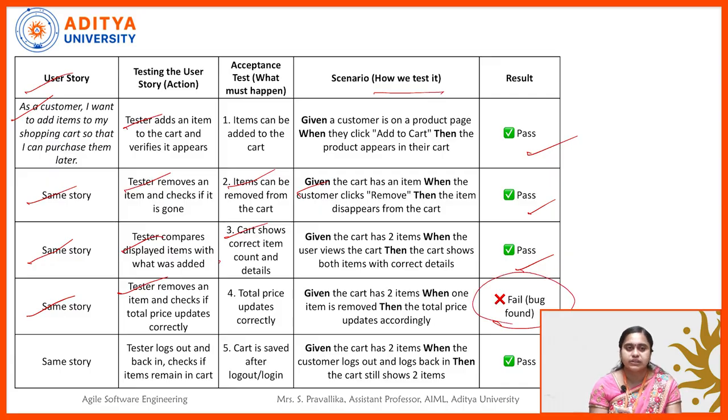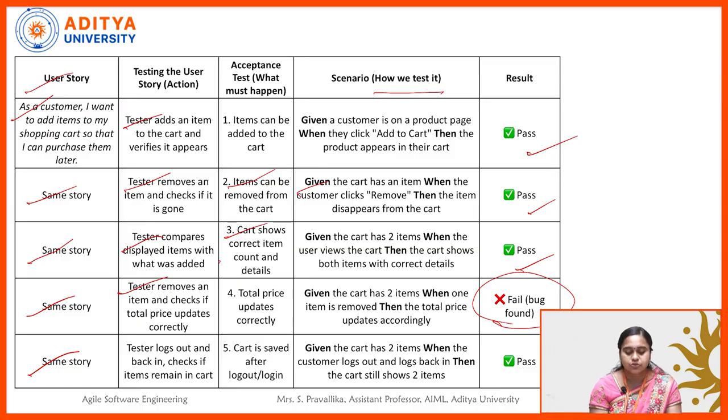So now again going with the same story, that is the 5th story. So what was happening in the 5th phase? Tester logs out and logs back in, checks if the items remain in the cart. So for example, if the user is just logging out from his account and logging back in. Before logging out, he has 2 items in his cart. So again after login also, he needs to find the 2 items. So just with the login and logout, the cart should not get emptied. So this is what we are going to have in our testing scenario.